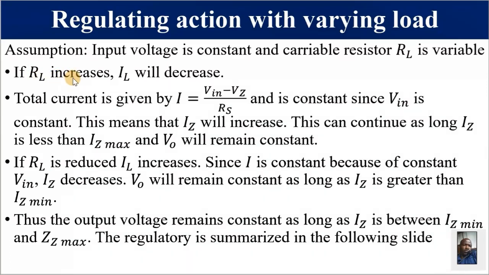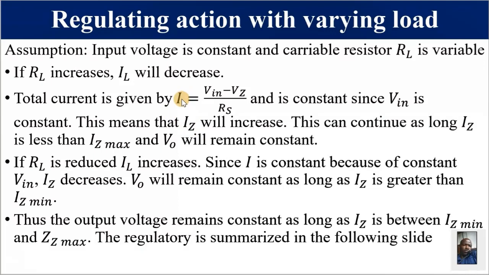And we are going to see how the voltage across the output is going to vary. So we are saying if RL increases, because this opposes the flow of current, it means that load current is going to decrease. But we know that the total current I is given by the voltage across the resistor, which is equal to V in minus Vz divided by the resistance of that particular resistor. But we've said the input voltage is constant. It means that I is a constant as well. So this means that if IL decreases, it means that IZ must increase so that I is kept constant.